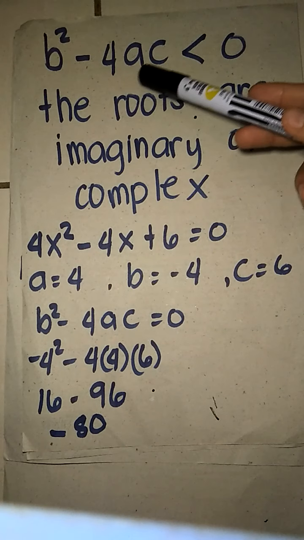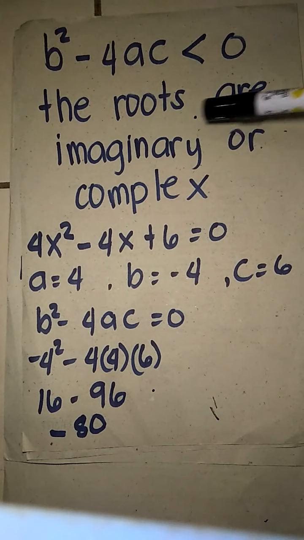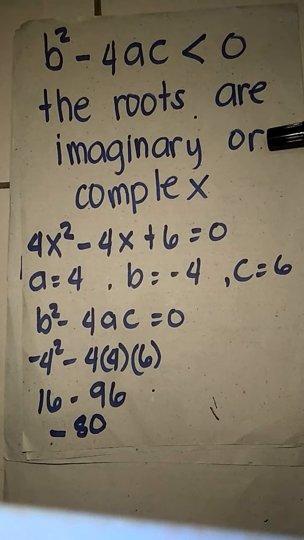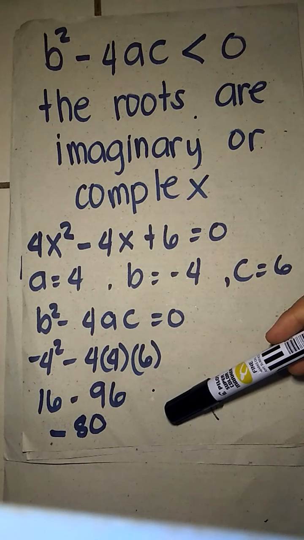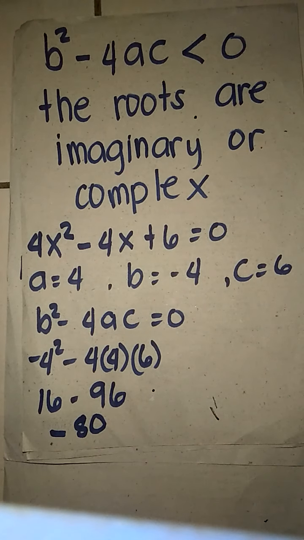If the discriminant is less than 0, the roots are imaginary or complex. Negative 80 is less than 0. So, the roots are imaginary or complex.